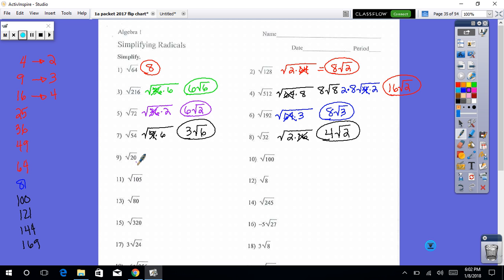Okay, 20. I'm going to start down here at 9. 20 divided by 9 is not even. 20 divided by 4 gives me 5. So this one, the square root of 4 times 5. The square root of 4 is 2, so we pull the 2 out to the front. 2 square roots of 5.